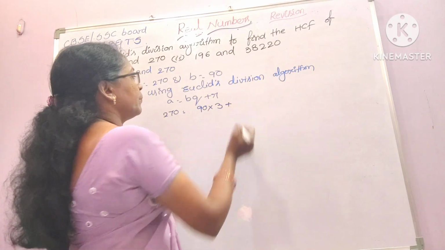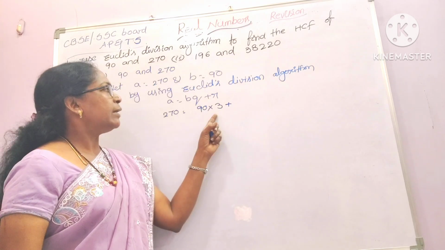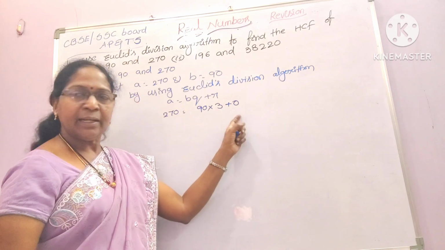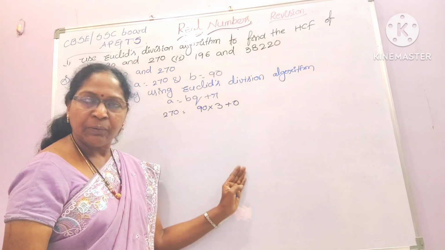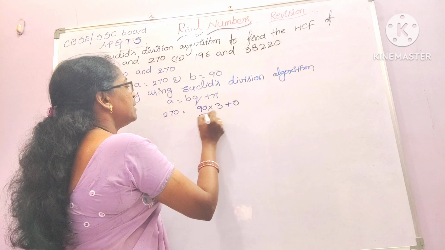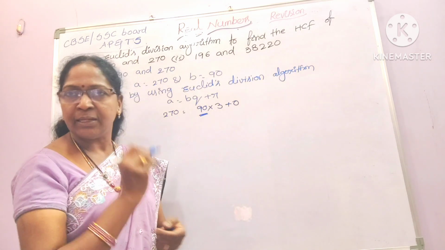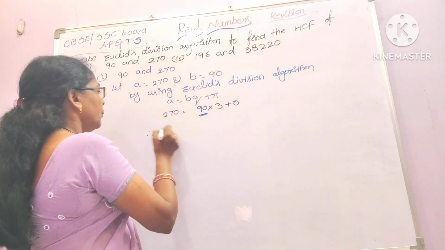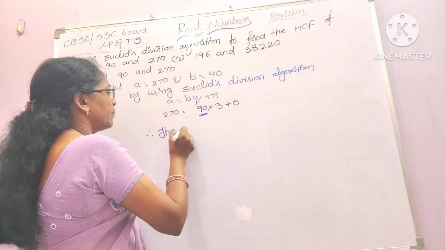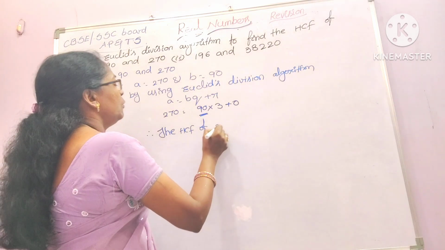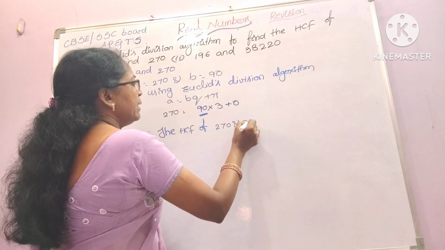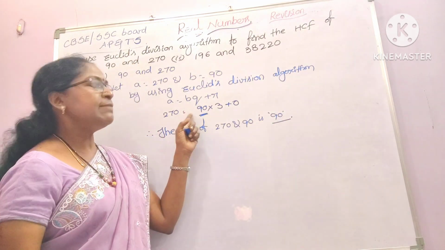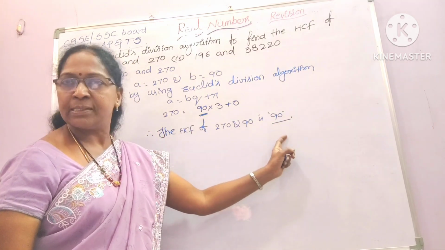Plus, that means 270 equals 270, got it. That means the remainder equals how much? 0. Till you get the remainder 0, you have to do like this. Whatever the last divisor is, that is the HCF of the given numbers. The last divisor is the HCF. So therefore the HCF of 270 and 90 is 90. This is the answer. The last divisor is nothing but the HCF of the given numbers.